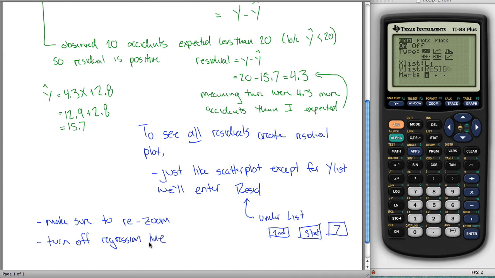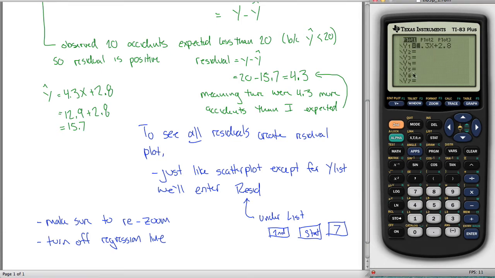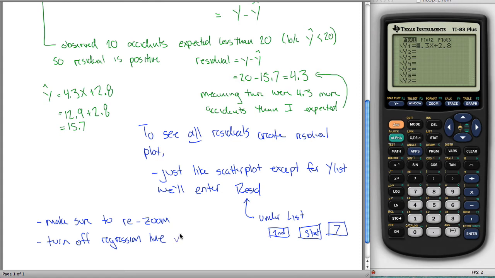So earlier we showed how to graph a regression line on top of our scatter plot. We saved it under y equals. So if I hit y equals here, it lists my regression line. But I don't want to see that anymore because that's not going to make sense under my residual plot. So I want to unhighlight this equals sign. I go over to the equals sign with my cursor and hit enter. Now you'll notice the equals sign is no longer highlighted, so I've turned off my regression line.